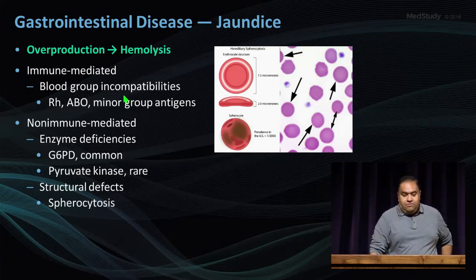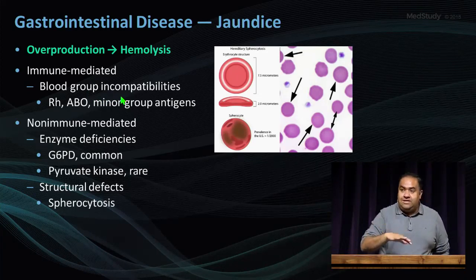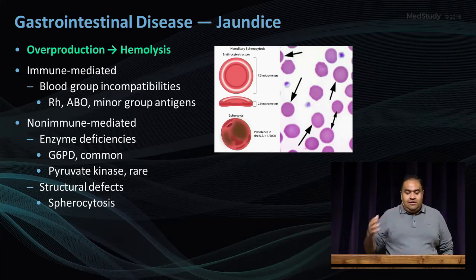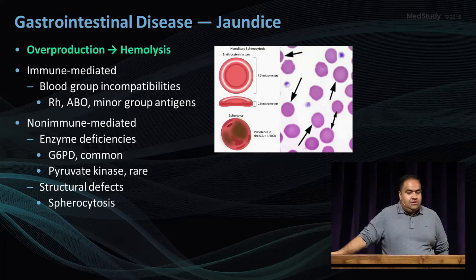Then there are the immune-mediated blood group incompatibilities. That's why we watch if moms are O positive, to make sure the infants are doing okay, and if they're B or A or AB, there may be some major ABO incompatibilities. If there's an Rh incompatibility, that may cause increased hemolysis.